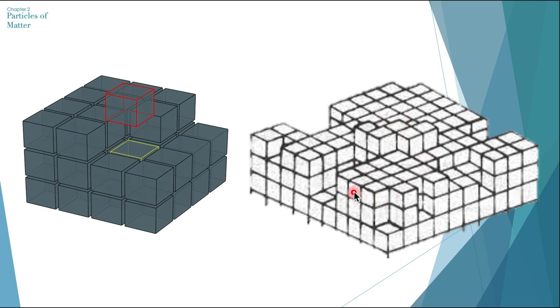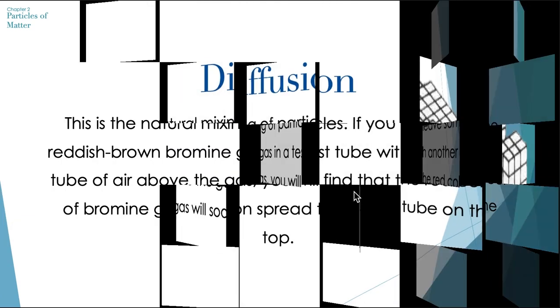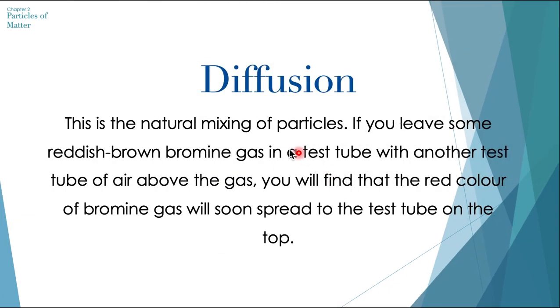Then we have diffusion as another evidence of particles. Diffusion is basically the natural mixing of particles. If you leave some reddish-brown bromine gas in a test tube with another test tube of air above the gas, you will find that the red color of bromine gas will soon spread to the test tube on the top. So this is diffusion. The simple definition of diffusion is that it is the net movement of particles from a higher concentration to a lower concentration.